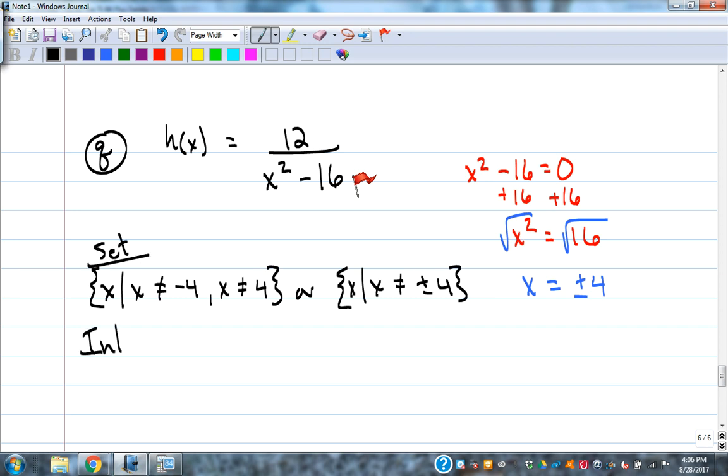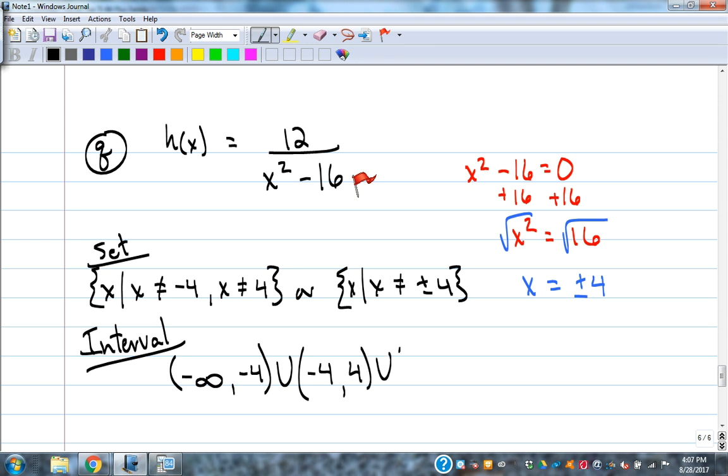Interval notation is a little bit more difficult, but it tells you a ton more. So where do we start with the interval notation? Negative infinity. We ride along the x-axis from negative infinity until we get to what number? Negative 4. And we skip it, so parenthesis. And then we ride from negative 4 till we get to what number? Positive 4. And we skip it. And then we go to positive infinity. So there's the interval notation for that.